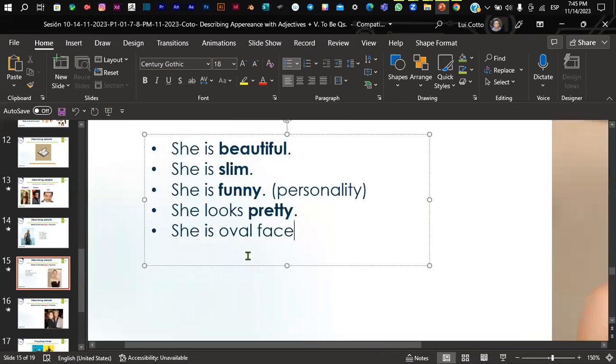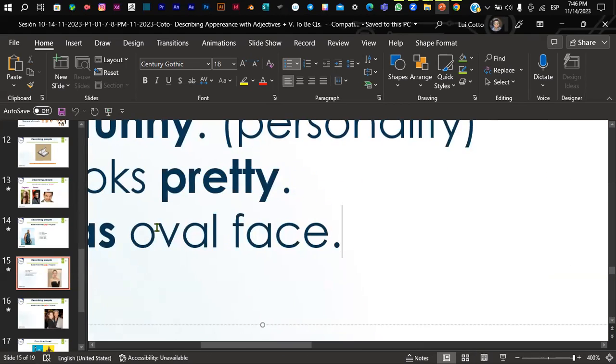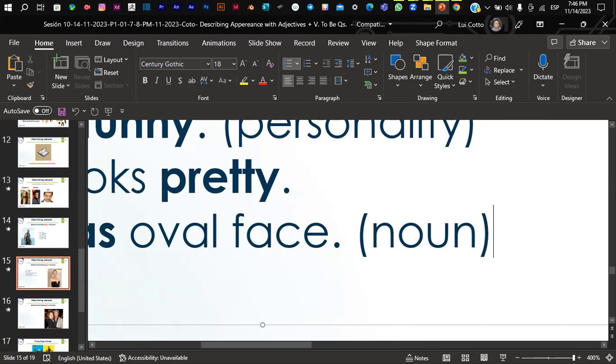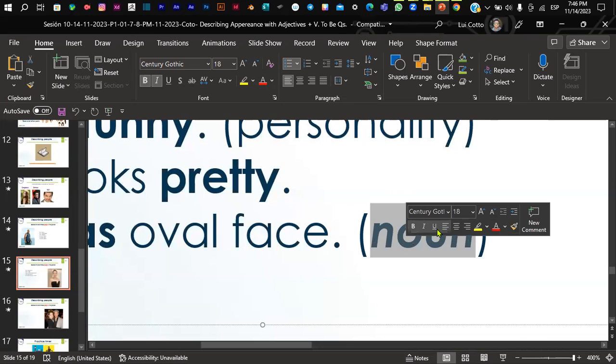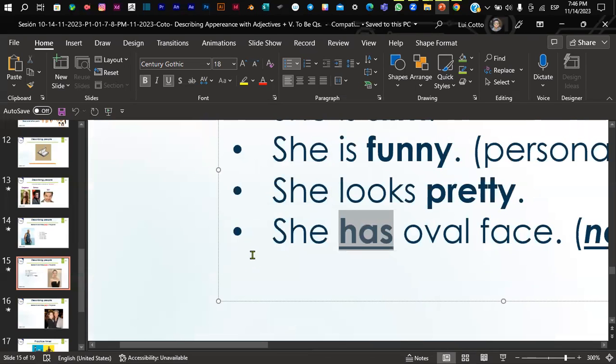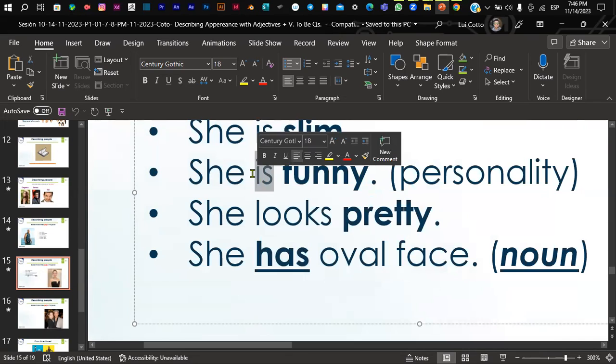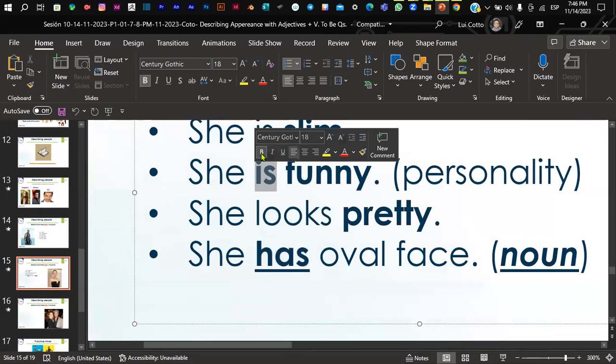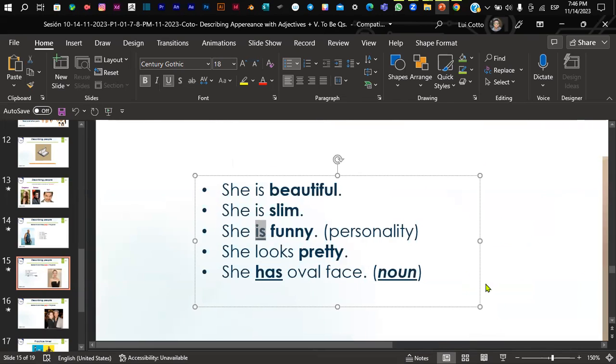¿Ella es o ella tiene? Tiene. What is the verb have? The verb is? She has. Can I use the verb has? ¿Puedo usar el verb has? Yes. Correct. Sí. You can use it. But oval face is not an adjective. Esto no es adjective. This is a noun. Correct. That is a noun. But nouns are used with the verb has. Los nouns se usan con el verb have, con el have and has. Pero los adjectives los usamos con the is. With the verb to be. Correct. Very good.